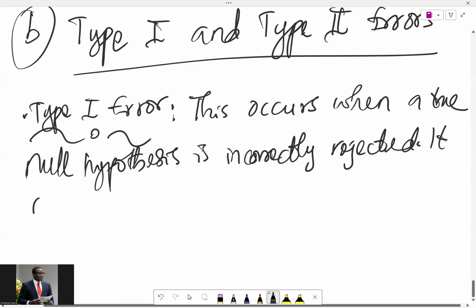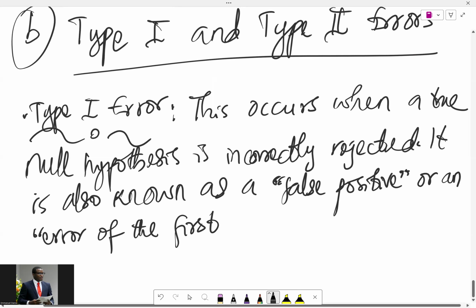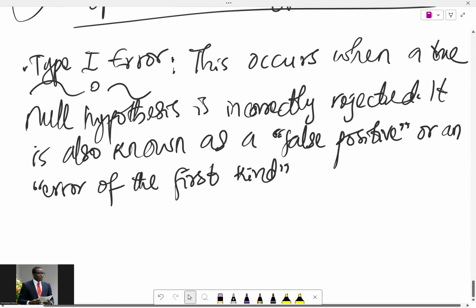It is also known as a false positive. So rejecting the right, that's type 1 error. When you reject the right null hypothesis, it's error type 1. Or you can say it's called false positive, or an error of the first kind. Rejecting the right null hypothesis is an error of the first kind.